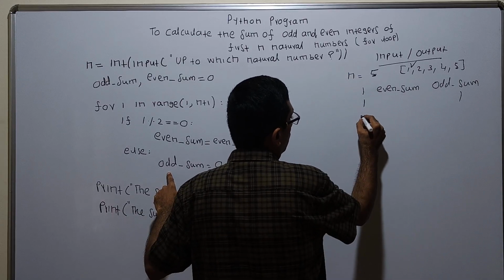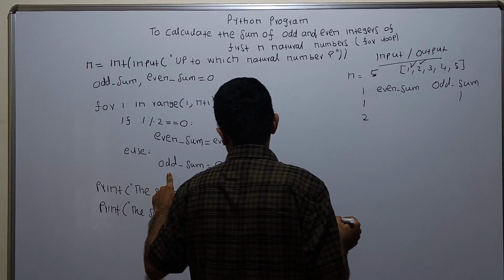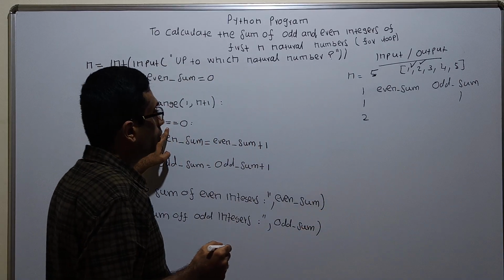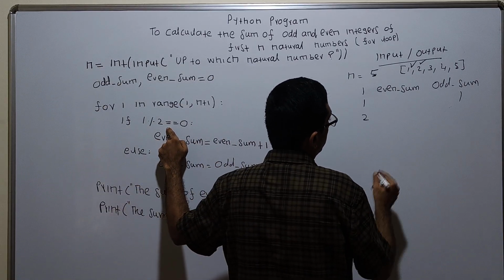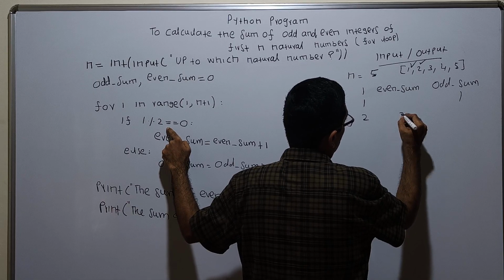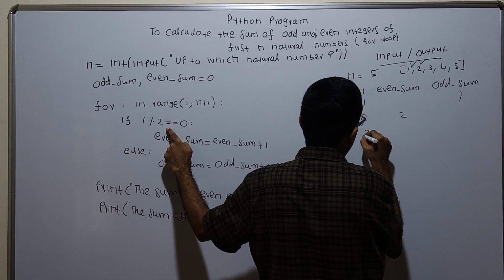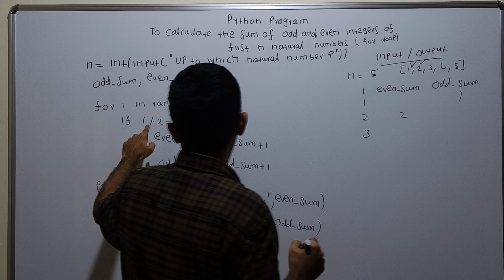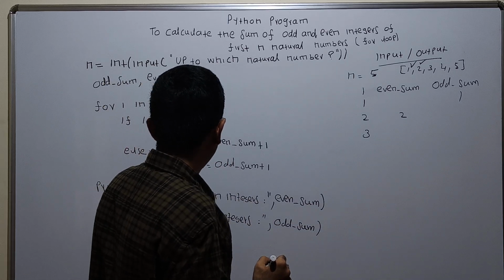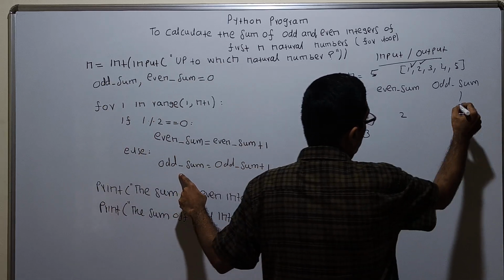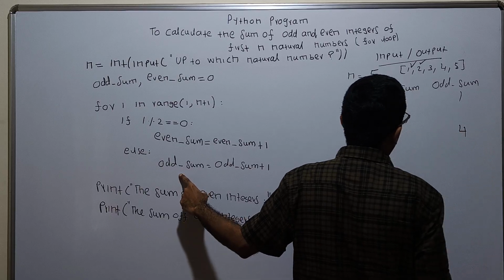Next i will take the value 2 and it will check here, 2 modulo 2 is 0. It will add the 2 to the even sum. The value of even sum is 2 now. Next i will take the value 3. So 3 modulo 2 is 1, not 0. It will come here and add it to the odd sum. So odd sum becomes 1 plus 3, that is 4.